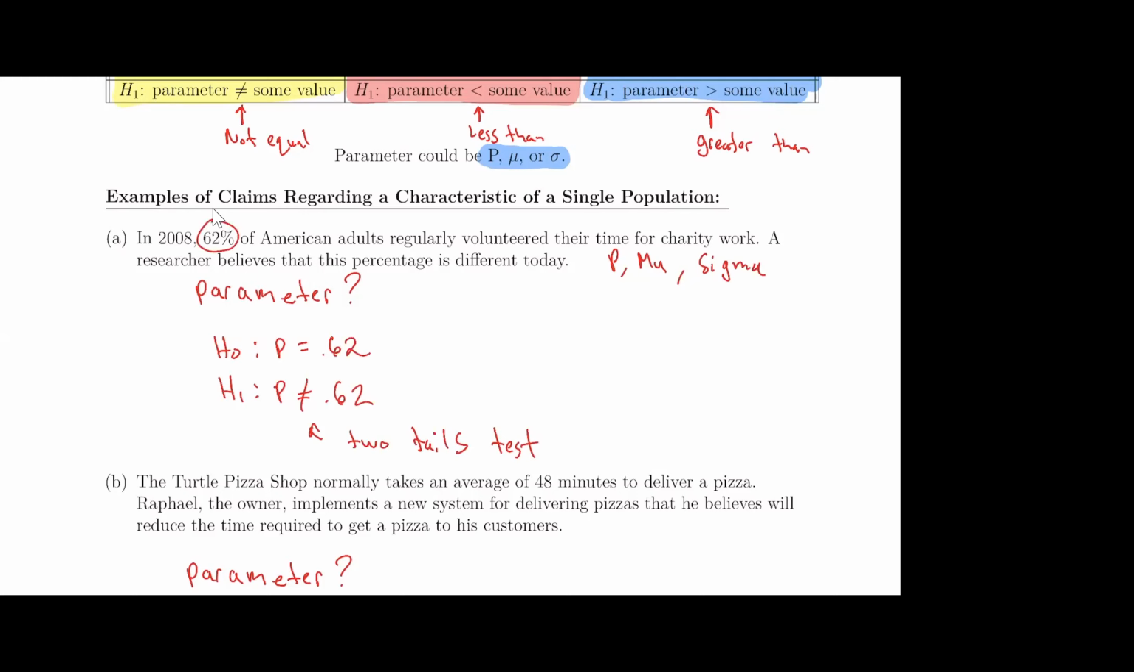You know it is P because if you look at the data they're giving me, it's proportional data, or percentages. That's how I know it's P. All right, let's go on to B.